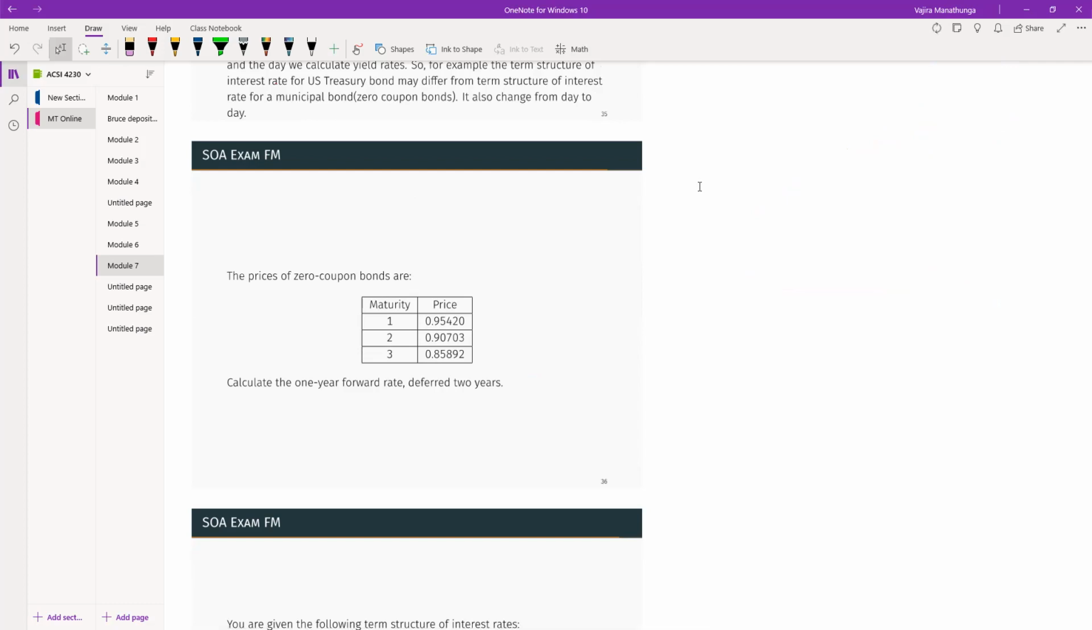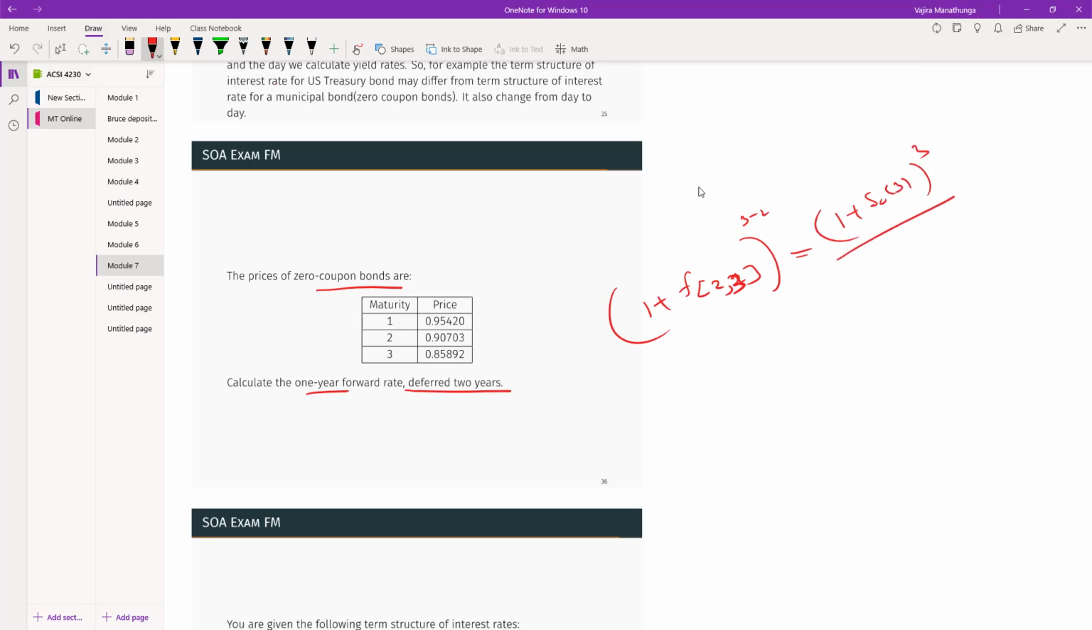So here you can see another forward rate example from an exam FM. You can see how simple this question is. The prices of zero coupon bonds are these. Calculate the 1 year forward rate deferred 2 years. So basically, it's asking for a 1 year rate deferred 2 years. So you can see that's going to be the spot rate for 3 years and the spot rate for 2 years.